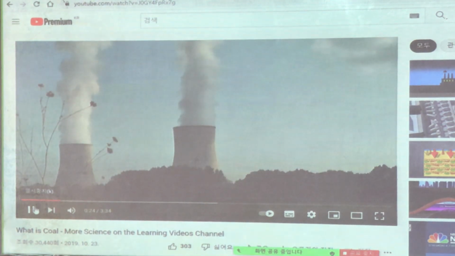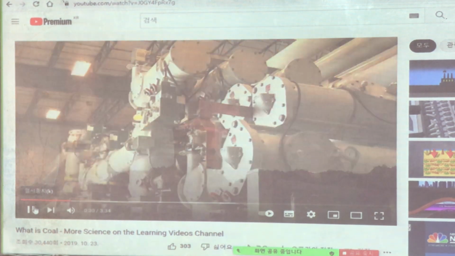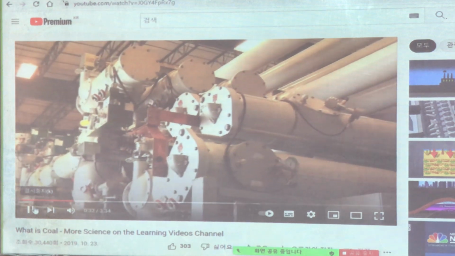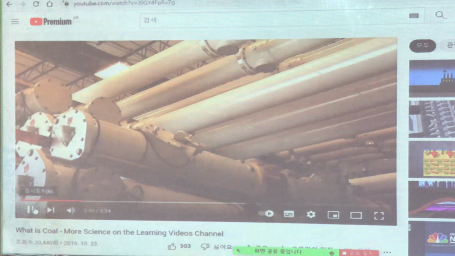41% of all electricity is produced by coal. It is the world's largest source of energy used for the production of electricity. In coal-burning power plants, steam from boiling water spins turbines and generators to create electricity.